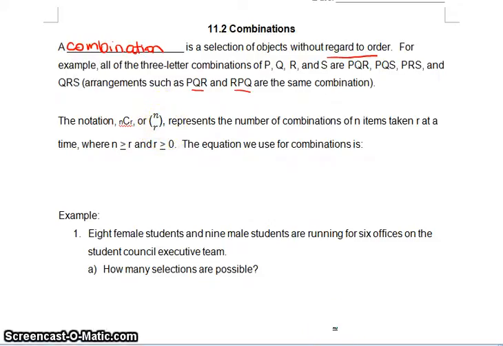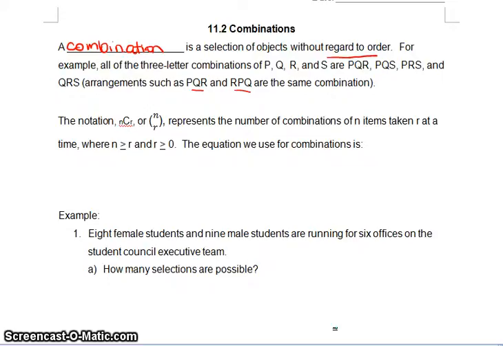This represents the number of combinations of N items taken R at a time, where R must be less than or equal to N, or N must be greater than or equal to R. That's very important. You can't take R if it's bigger than N, that's not possible. You can't take more than what you've already got. If you only have 10, you can't take 12. There's no 12 there, you're going to be short 2. And R must also be greater than or equal to 0, the same restriction we saw last section.